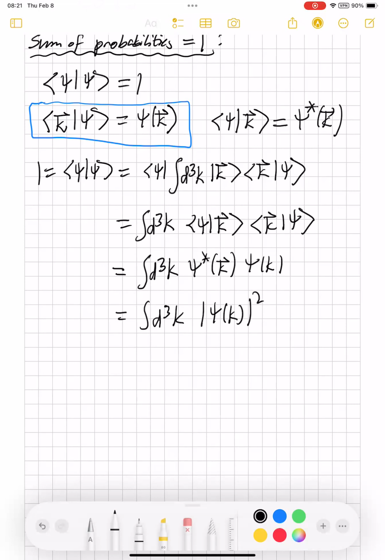And this is maybe a more familiar way that you've seen to say that the probabilities sum to 1, but you can see this is equivalent to our original equation, which told us that psi is normalized. So that's the statement that the sum of the probabilities is 1.